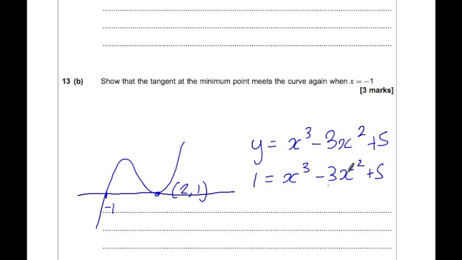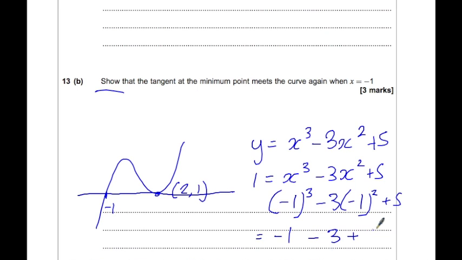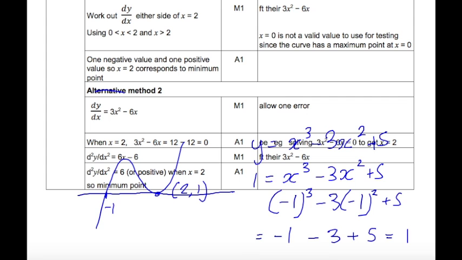And we could solve this cubic equation, but that would be quite difficult. Instead, to show it, if we sub in x equals minus 1, hopefully we get an answer of 1. So we're doing minus 1 cubed minus 3 times minus 1 squared plus 5. That is minus 1, minus 3 plus 5, so that's minus 4 plus 5, which equals 1. So we can say our tangent does hit the curve then.